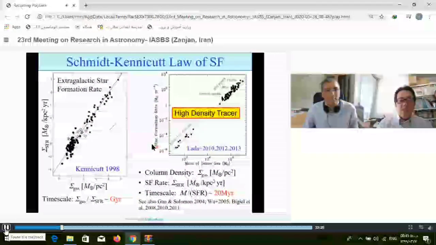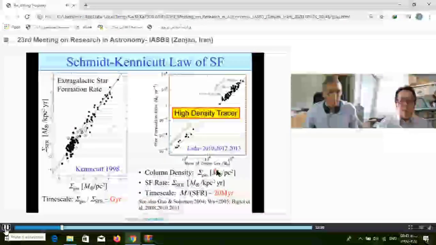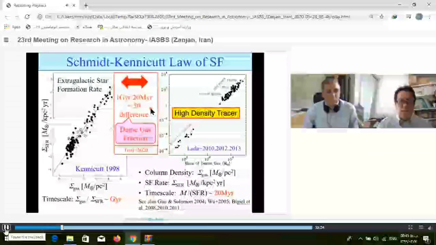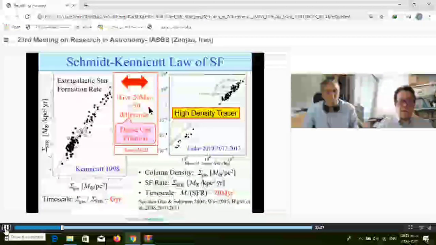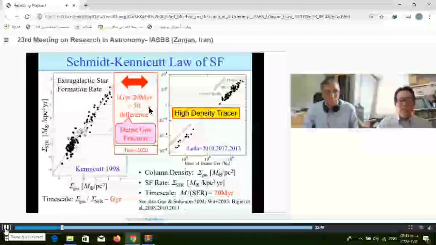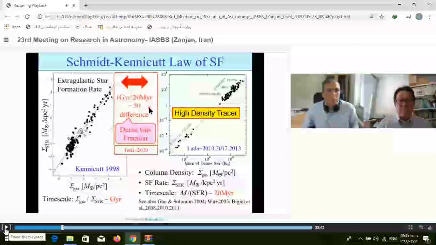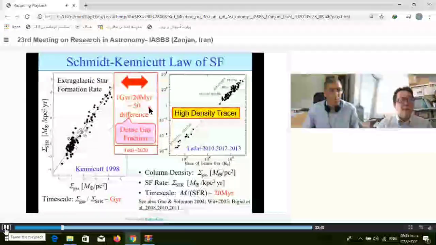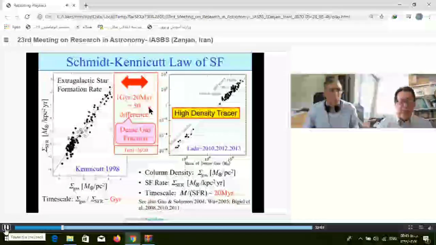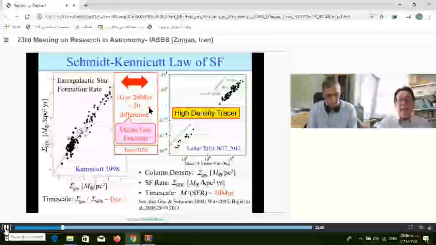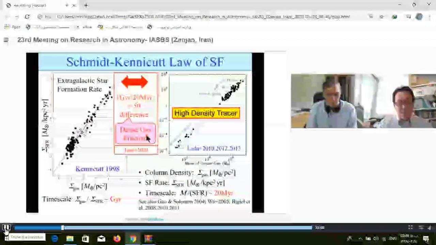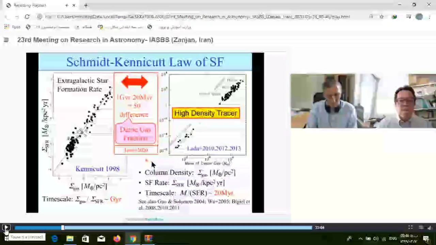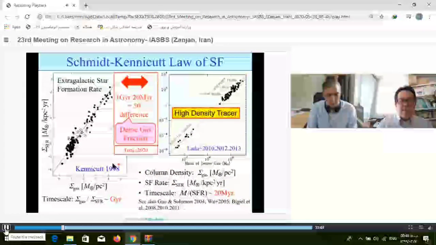Now let's compare these two timescales. There is a factor of 50 difference: 1 giga year and 20 million years. This might be understood by the fact that the fraction of dense gas is 1 over 50, say 2% of the total gas. That is a typical expectation, and this is now measured by observation. If you are interested, please look at the paper by Tori et al., a very recent paper. In this way, we can understand the relation between these two timescales.